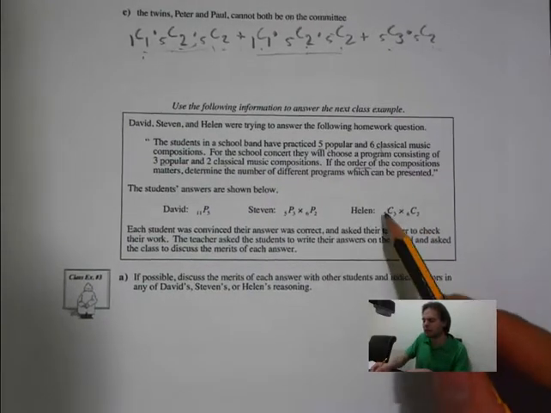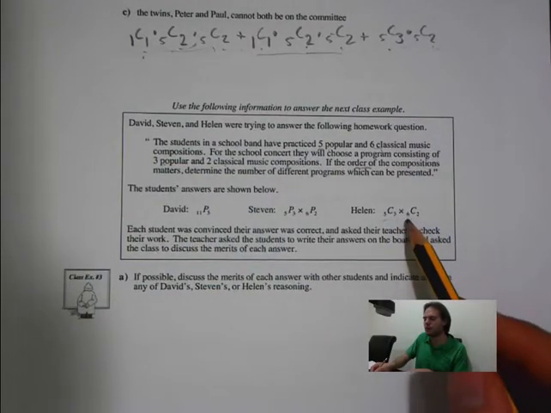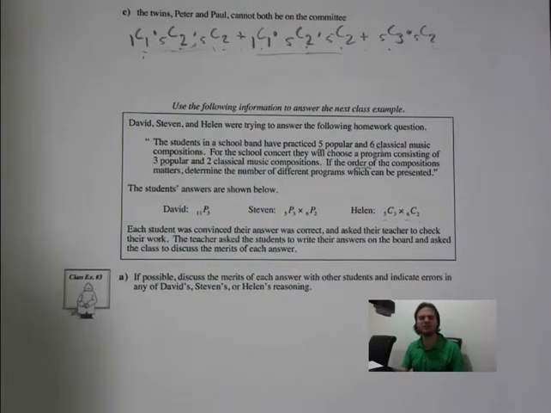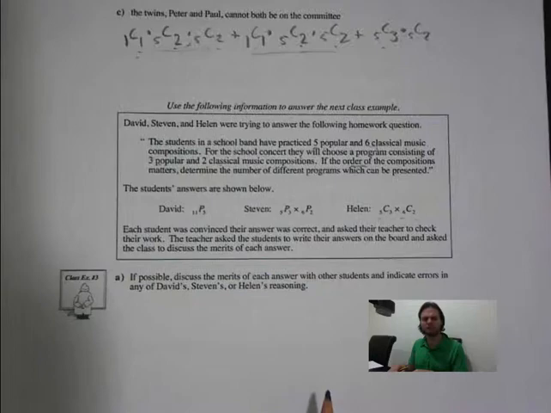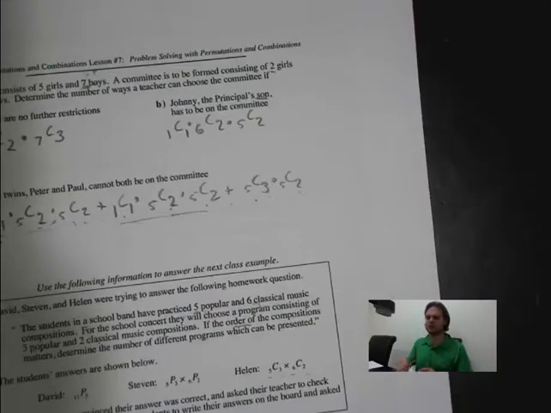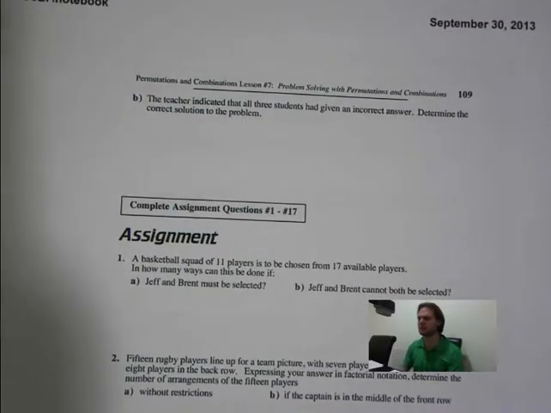So then Helen says 5 combination 3 and 6 combination 2. Well, that makes sense, because then you pick the first 3, you get your 3 popular, you get your 2 classicals, and then you're good. But then it also says order matters at the end. So those are the flaws in each one. Okay, so I'll let you fill in what those flaws are. But here now is the second one. Part B says the teachers determined that all 3 students are wrong. So determine the correct solution.